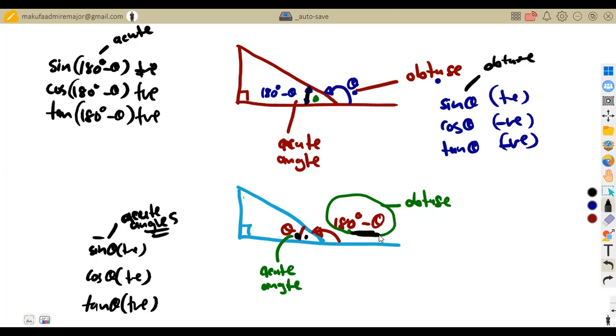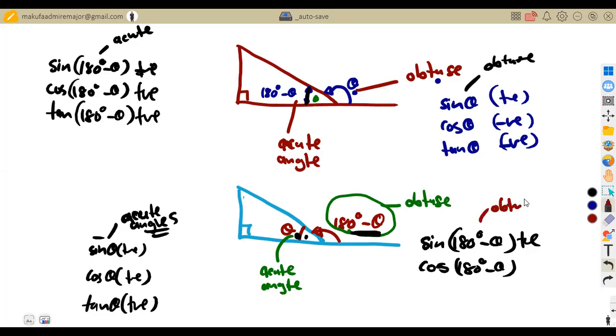But the moment we move to 180 minus theta, which is now representing an obtuse angle, it means the sine of 180 degrees minus theta is not going to change. Remember, sine is always positive. But cos now is going to change. Cos 180 minus theta, because we are now talking about theta being an obtuse angle, so the cos there is going to carry a negative. As we saw, for all obtuse angles cos is negative, tan also negative. So the tan of 180 degrees minus theta is also going to be negative.